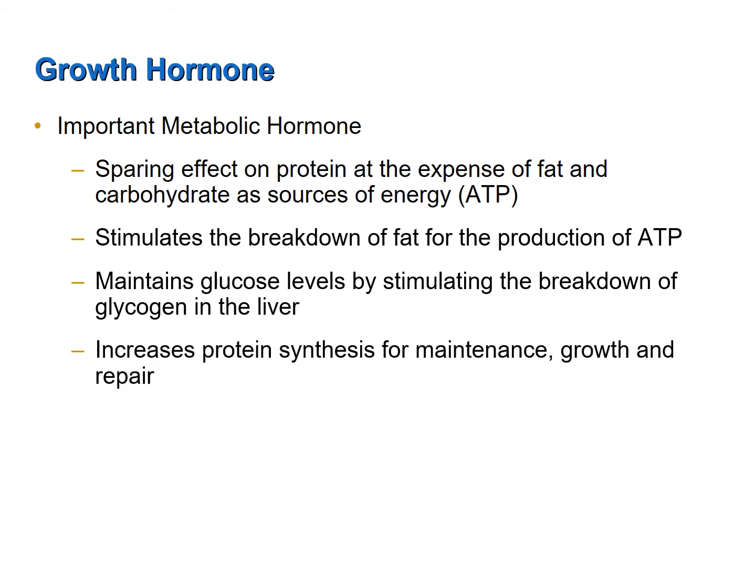So overall, if most ATP is being provided by the oxidation of fats and the oxidation of glucose, this spares amino acids to be used to maintain, grow, and repair structures that are composed of protein. In other words, again, growth hormone is sparing protein while allowing fat and carbohydrate to be used as sources of ATP.